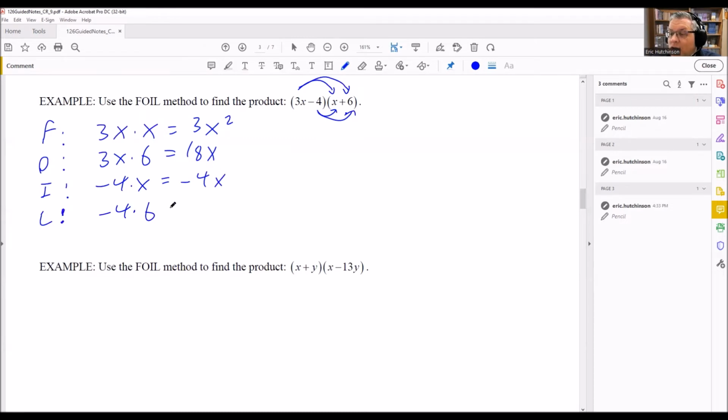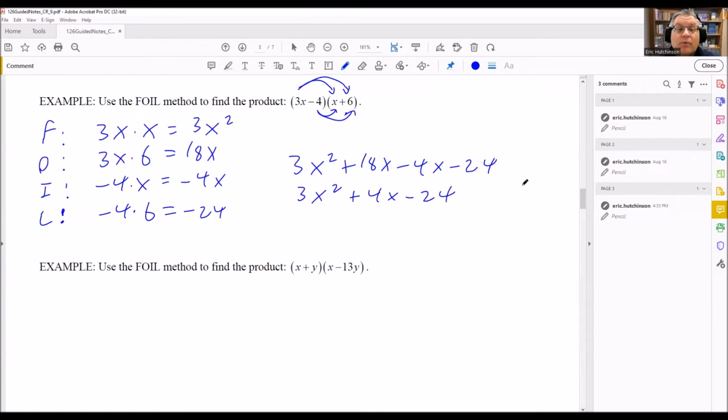Okay, so now we have all that together. We're going to add all this together. We have 3x squared plus 18x minus 4x minus 24. And we're going to add all this together, the like terms. 18 minus 4 is a 14x. And then we have minus 24. That will be the product by using the FOIL method.